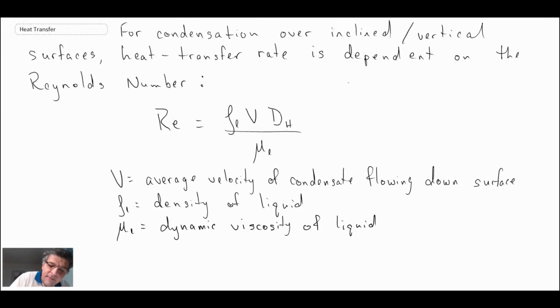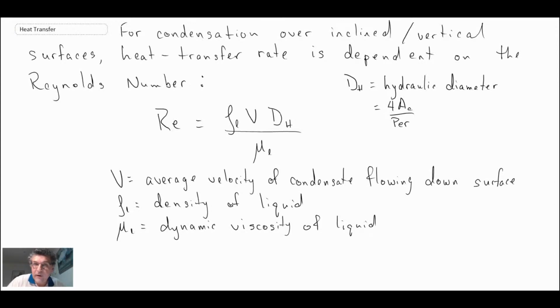dH, I'm going to write it up here. This is the hydraulic diameter, and it is defined as being 4 times the cross-sectional area, AC, divided by the perimeter. And that would be the cross-sectional area perpendicular to the direction in which the film is moving, so the velocity, and that's going to depend upon the nature of the shape.